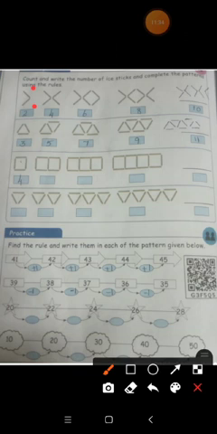Next, come to the second. How many ice sticks are given here? 1, 2, 3, 4. So totally we have 4 here. Write the number 4. Next, in the third, we have 6 ice sticks. So write the number 6 below the figure. In the next figure, they are given totally 8 ice sticks.